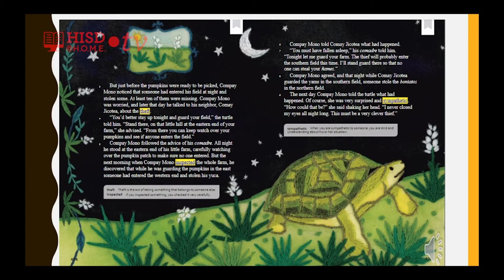Of course, she was very surprised and sympathetic. "How could that be?" she said, shaking her head. "I never closed my eyes all night long. This must be a very clever thief."